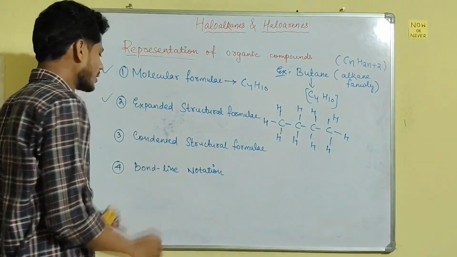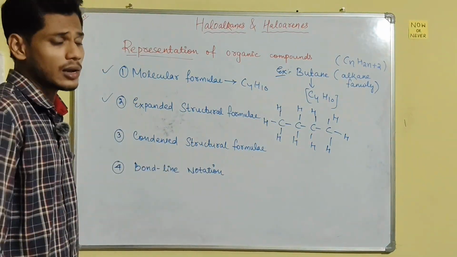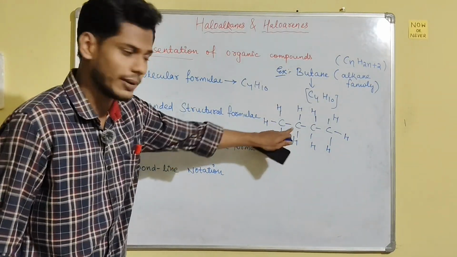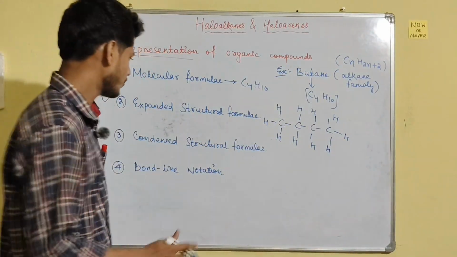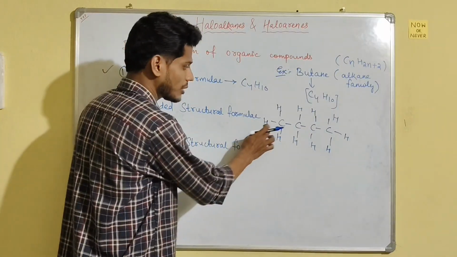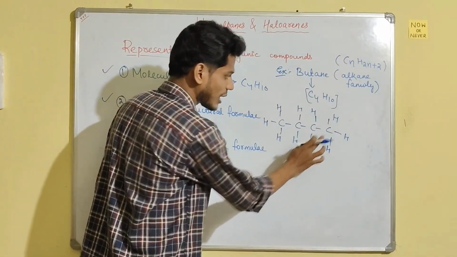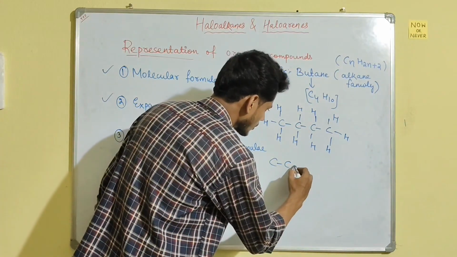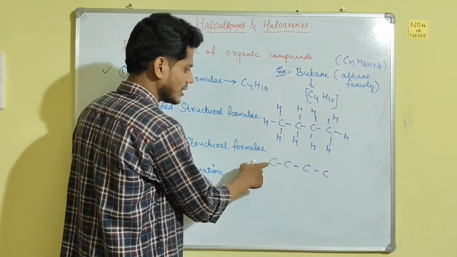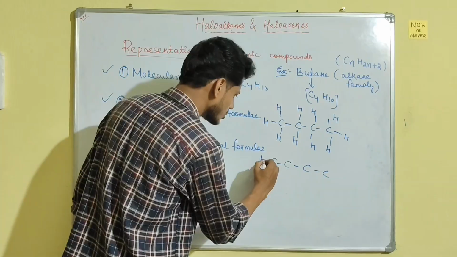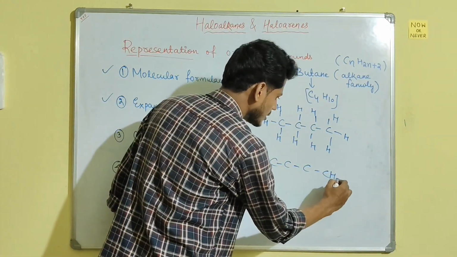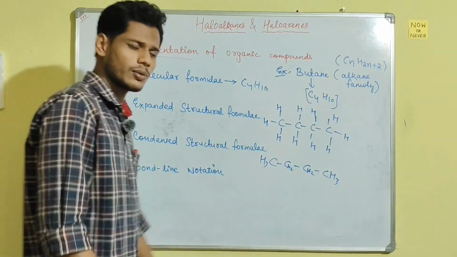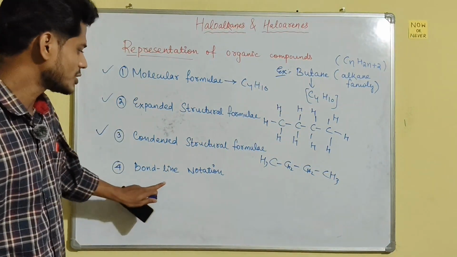Clear? Now come on to condensed structural formula. In the condensed structural formula, we will only show the carbon-carbon bonds, and we will not show the carbon-hydrogen bonds. So there are 4 carbon atoms, 1, 2, 3, 4. There are 3 hydrogen atoms here, so CH3. There are 3 here, CH3. There are 2 here, so it will be CH2, CH2. Done. Very easy.